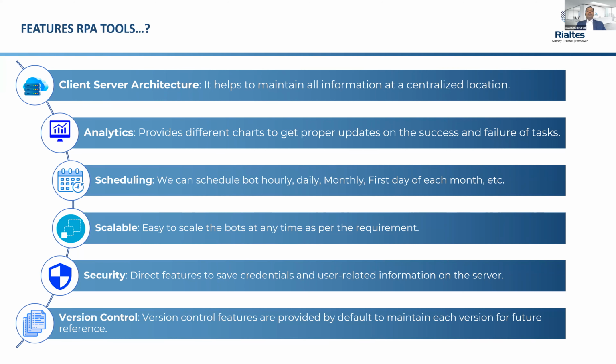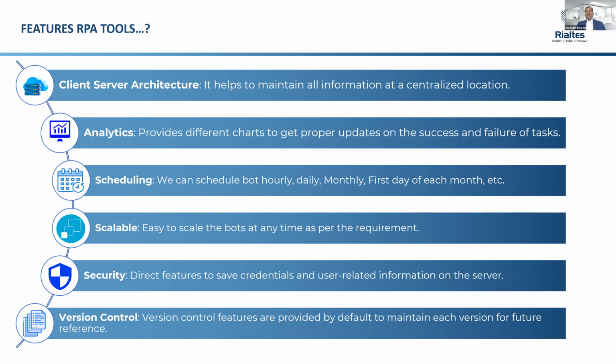Then security. When we say security, we need to maintain all information. For example, if we are automating an SAP application, to log in to that application we need user credentials, a username and password. Whatever data we are processing, we need to keep at our end. So we need that kind of security with the RPA tool. All RPA tools provide a number of features where we can maintain this kind of information, which is accessible only while running the bot.